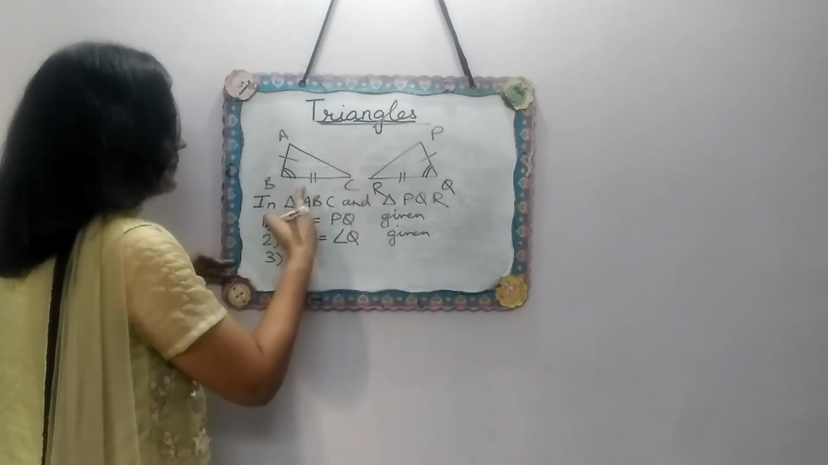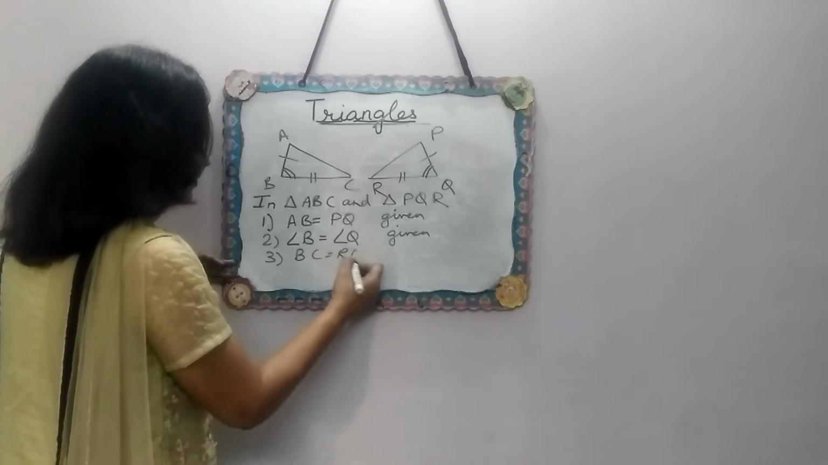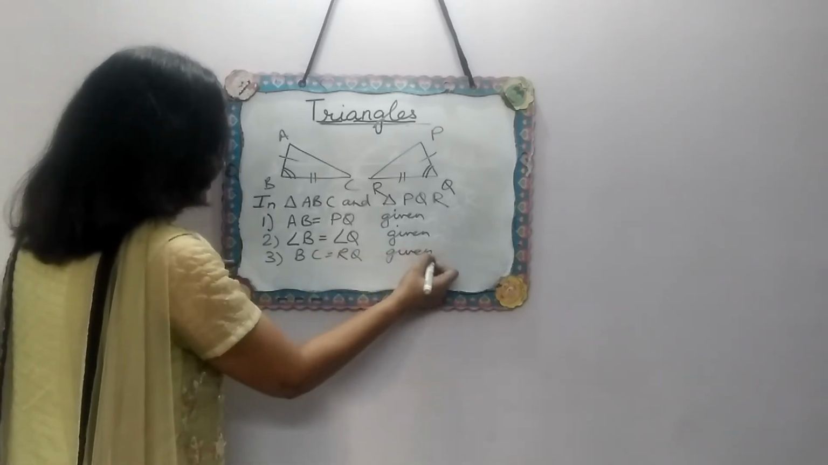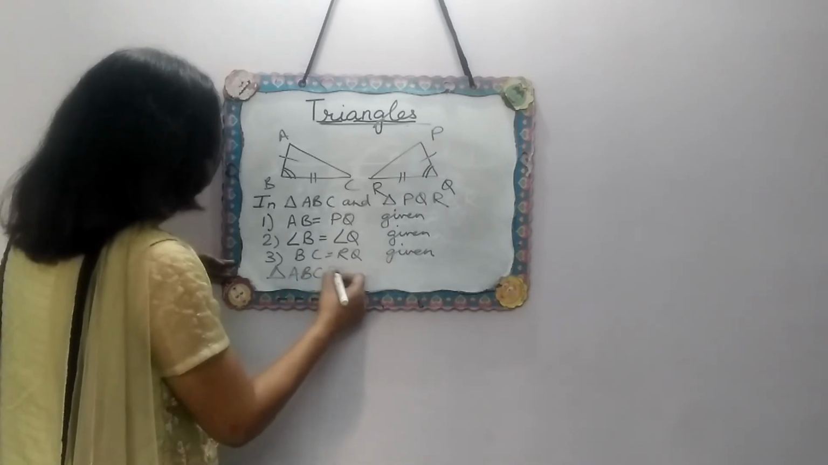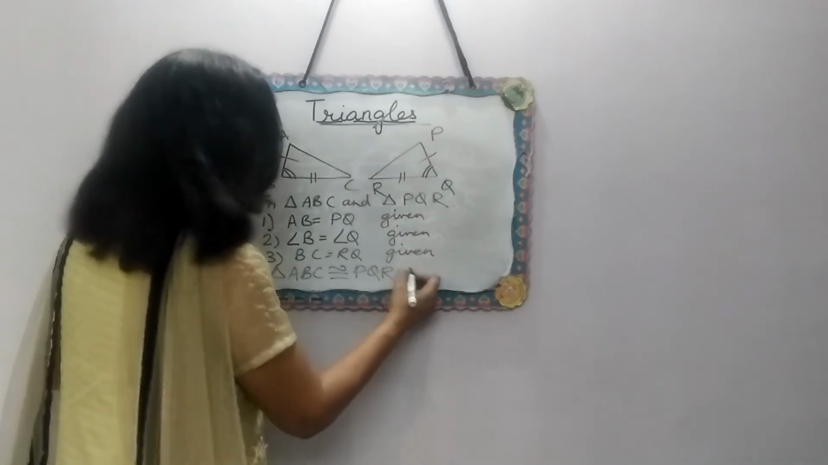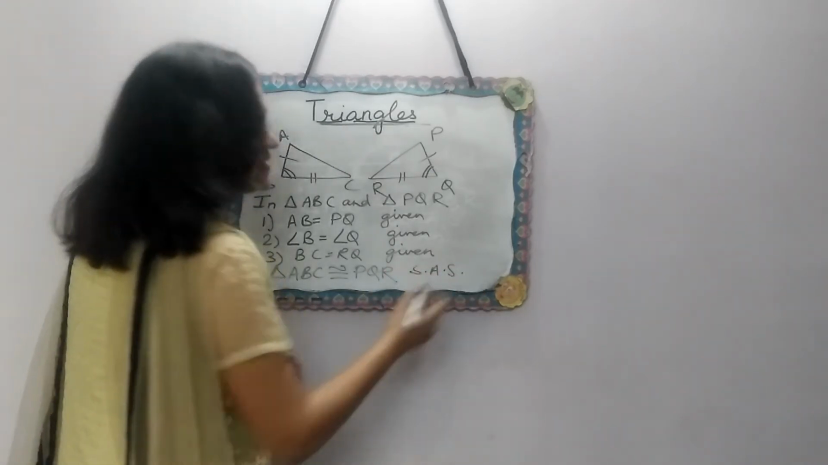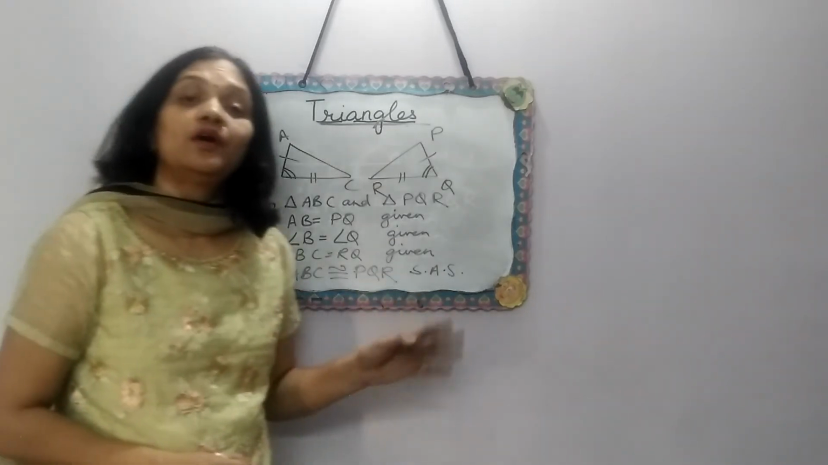Then BC is equal to RQ, again given in the question, and we can say that triangle ABC is congruent to triangle PQR. How do we know it? By SAS property. Okay, tell me children, what happens when two triangles are congruent?